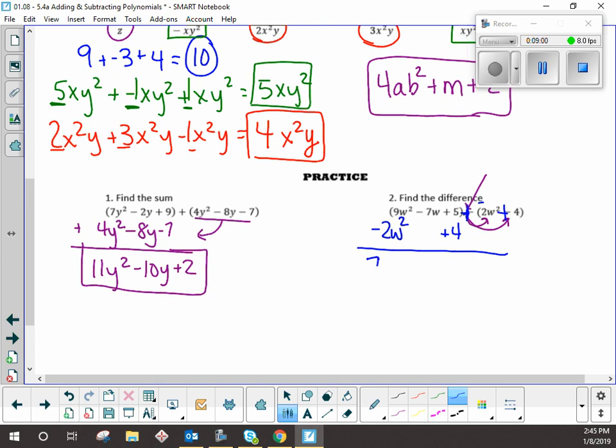Okay, so now I combine. This gives me 7w squared. What am I combining with the negative 7w? Nothing, so I just bring it down. Okay, it doesn't go away, it just comes down. So negative 7w, and then 5 plus 4 is 9. Right here, 9w, 9 minus 2. And I got that minus 2 from distributing the negative into the second group.